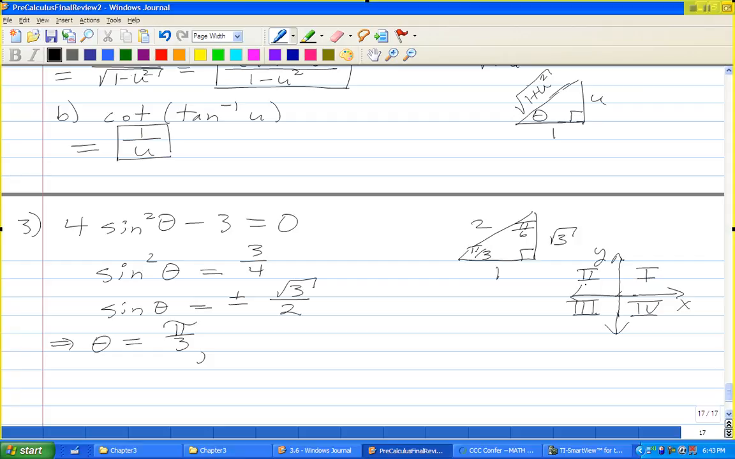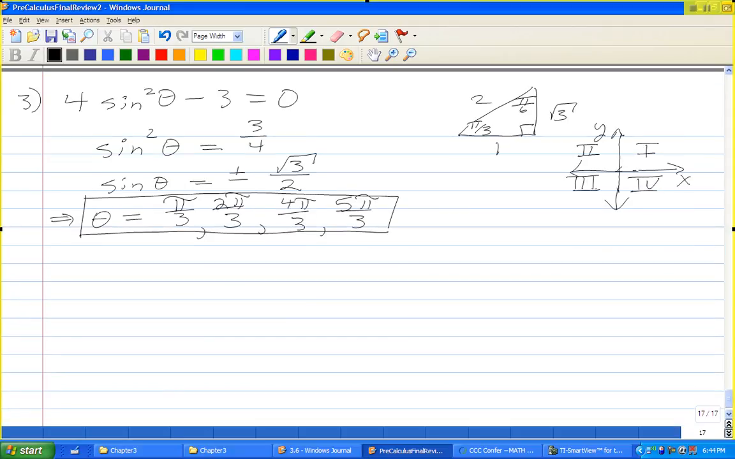That's in the first quadrant. In the second quadrant, the reference angle is pi over 3. So it's going to be 2 pi over 3, pi minus pi over 3. The next one will have a reference angle again of pi over 3. So that's pi plus another pi over 3, so that's 4 pi over 3. And lastly, we want here reference angle of pi over 3. So it's going to be 2 pi minus pi over 3, which is 5 pi over 3. And those are the answers between 0 and 2 pi.